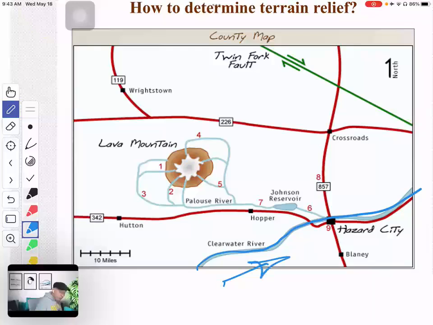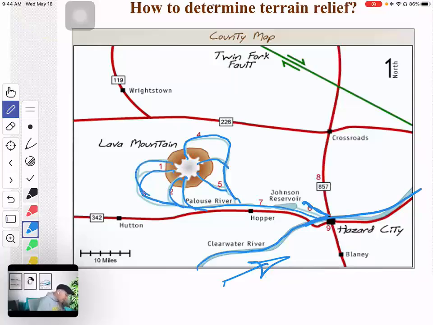Okay, how do I know that? I know that because of this tributary here, the Palouse River, is flowing towards the Clearwater River. And how do I know that again? Because you look at the path of each of those little streams flowing from the mountain. They are moving in that direction.